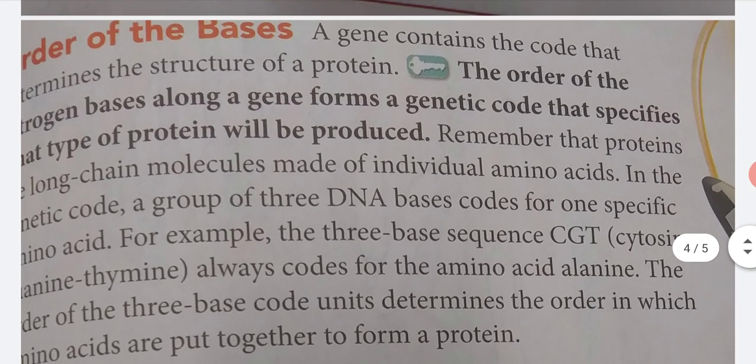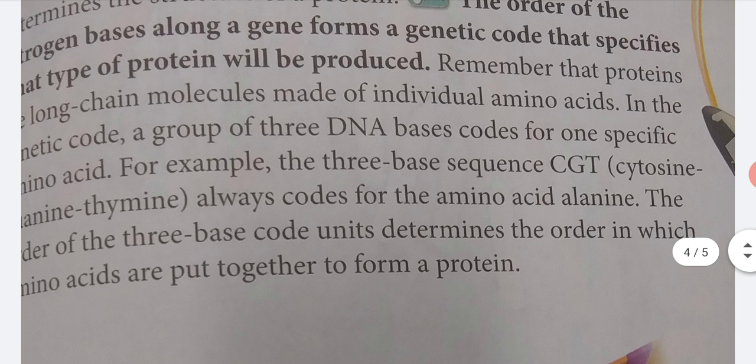Order of the bases. A gene contains the code that determines the structure of a protein. The order of the nitrogen bases along a gene form a genetic code that specifies what type of protein will be produced. Remember that proteins are long-chain molecules made of individual amino acids.